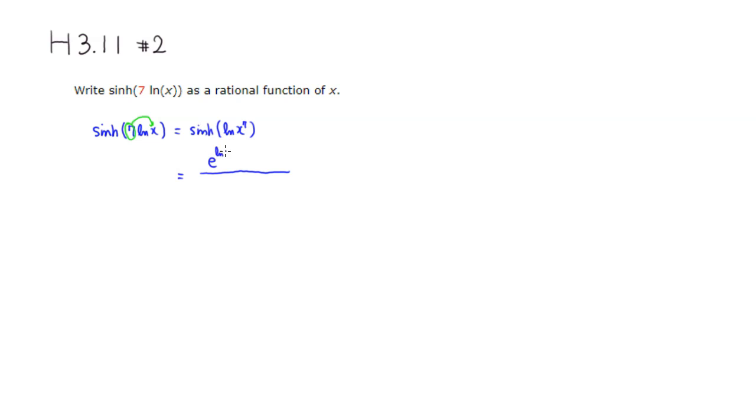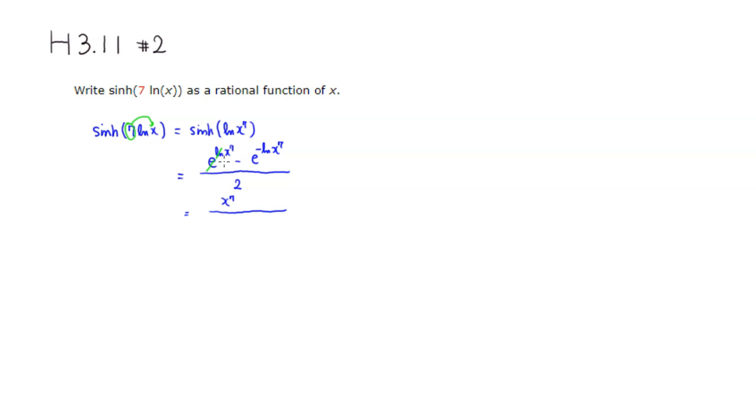natural log of x to the 7th power, minus e to the negative natural log of x to the 7th power, over 2. Then we just need to clean this up a little bit. You have e to the natural log, so they cancel each other out because these are inverses of each other. So we're going to get just the x to the 7th power there.